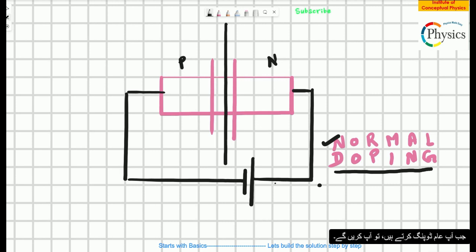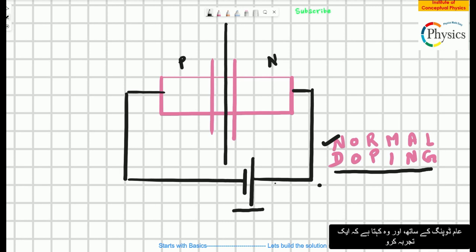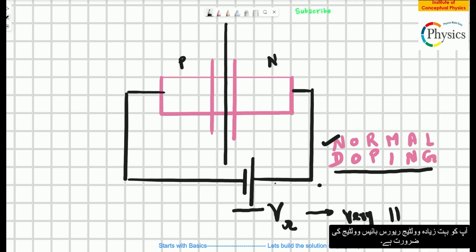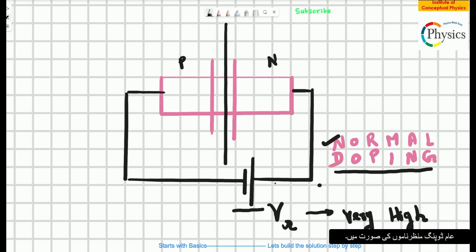When you do normal doping, you will have to increase the voltage. So if somebody gives you a PN junction diode with normal doping and he says, do an experiment where you are able to show the breakdown, you have to tell him, I will increase the voltage. So the reverse bias voltage which is applied in the case of normal doping is very high. You need a very high reverse bias voltage in the case of normal doping scenarios.